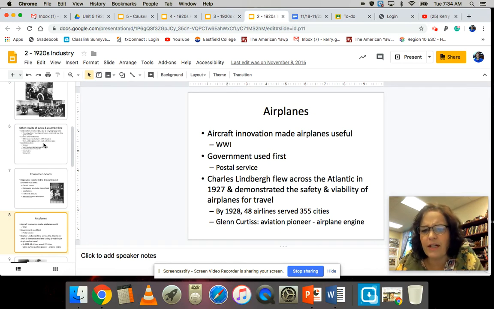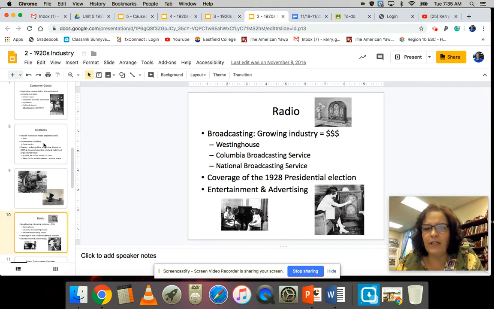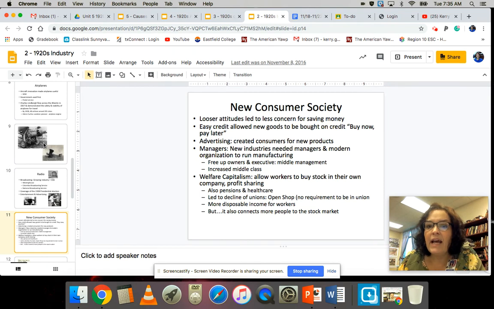Glenn Curtiss creates the airplane engine. So you've got a series, you've got the airplane being a big deal. The radio becomes a big deal, growing money. You've got the 1928 presidential elections covered on the radio. So people are starting to listen to that. Really changes the way society functions.